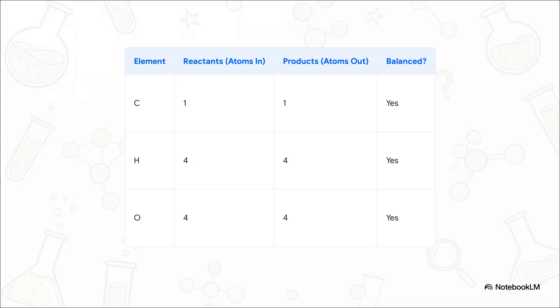No exceptions. And this is just a beautiful illustration of a perfectly balanced equation. This is what happens when you burn methane. Just look at the table. We start with 1 carbon atom on the left, we end with 1 on the right. Check. We start with 4 hydrogen atoms, we end with 4. Check. And we start with 4 oxygen atoms, and we end with 4. Perfect. Everything is accounted for, the books are balanced.